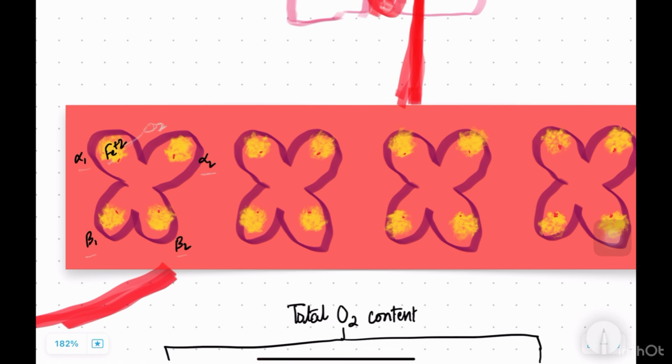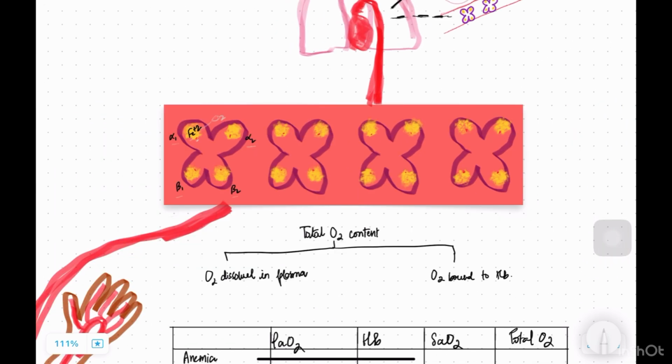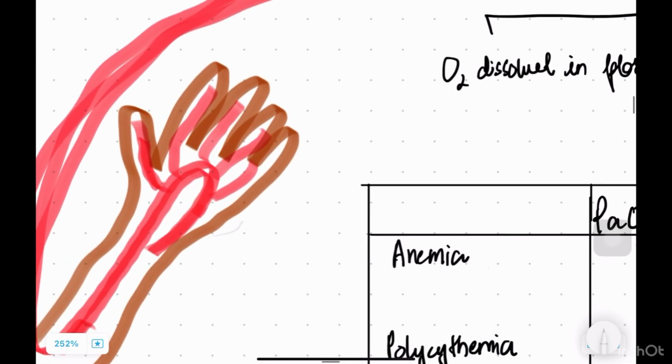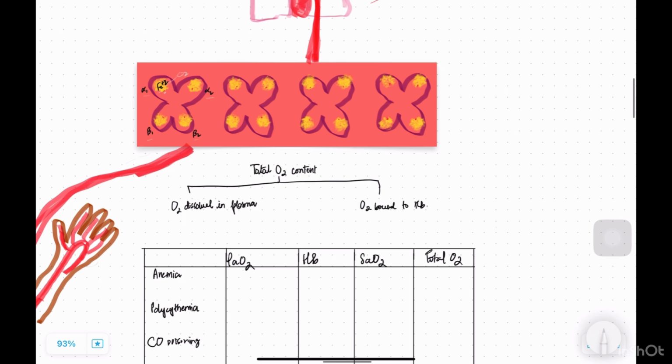Correct? So each hemoglobin has 4 chains, alpha 1, alpha 2, beta 1, beta 2. Each chain contains a ferrous ion bound to heme. This red part is the heme. And each ion binds to an oxygen molecule, right? This is how oxygen travels in the blood and is supplied to your organs. Okay, that's the general layout.